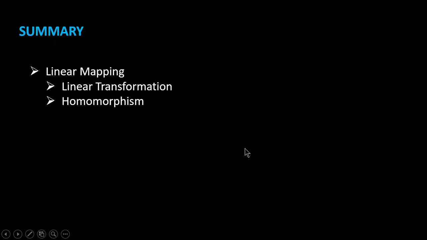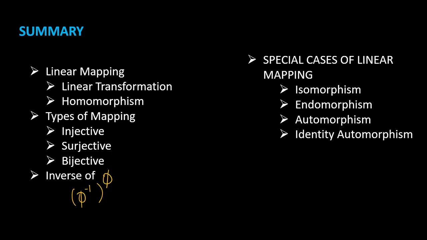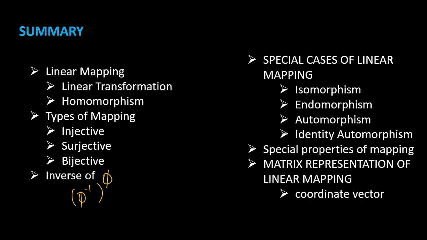To summarize, we have seen linear mapping, which can be called linear transformation or homomorphism. Then we have seen the types of mapping: injective, surjective, and bijective. The inverse of phi, denoted phi inverse, is possible with bijective mappings. We have seen some special cases of linear mapping like isomorphism, endomorphism, and automorphism, and the mapping from a vector space to itself, that is the identity automorphism. We have also seen special properties of mapping, and then the matrix representation of the linear mapping using the coordinate vectors.